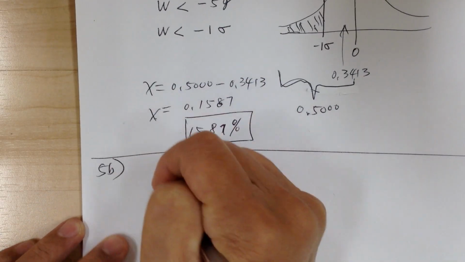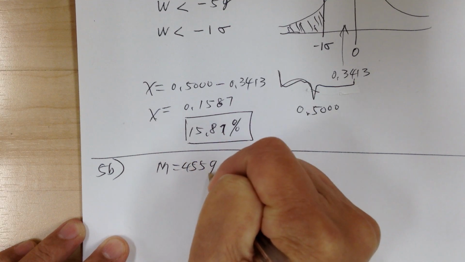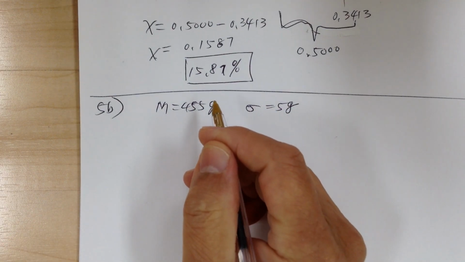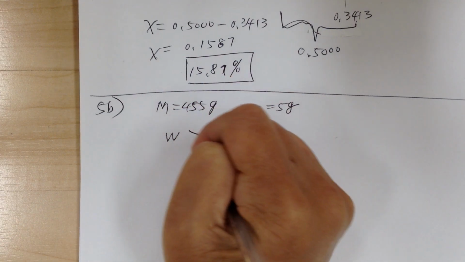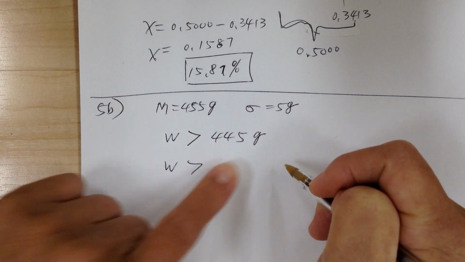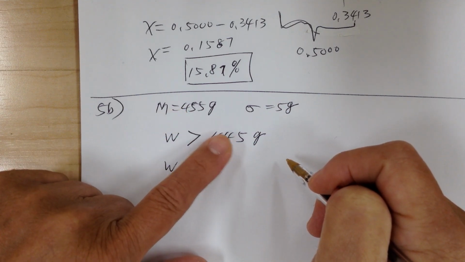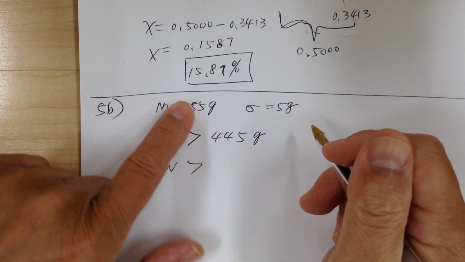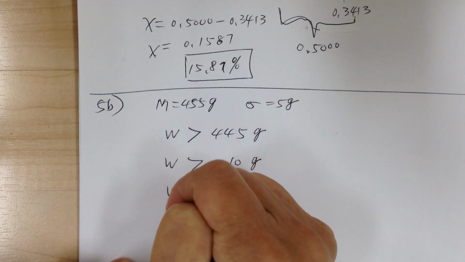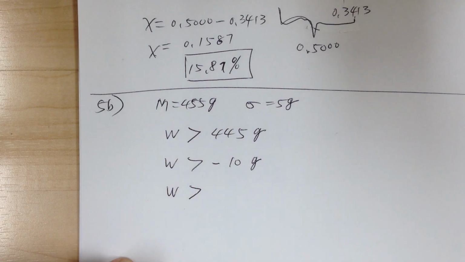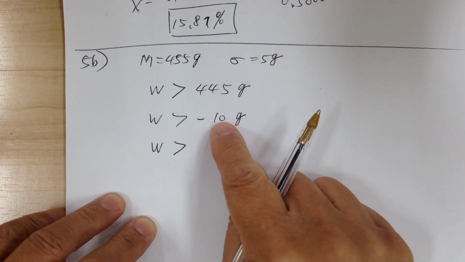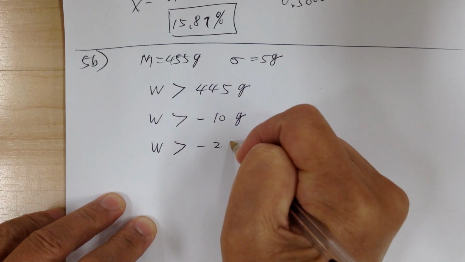So 5B, again, the mean is equal to 455 grams, and the standard deviation is equal to 5 grams. Okay, so part B, you're looking for the weight greater than 445 grams. So again, first you need to convert into the differential. So this is 10 less than that, so you have to minus that. So this is minus 10 grams. Okay, and then after you have to convert into standard deviation. So what you're doing, this process is called normalizing. Okay, and so one standard deviation is 5 grams, so 10 grams would be minus 2 standard deviations.